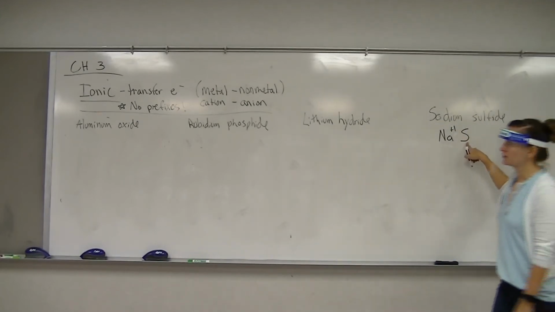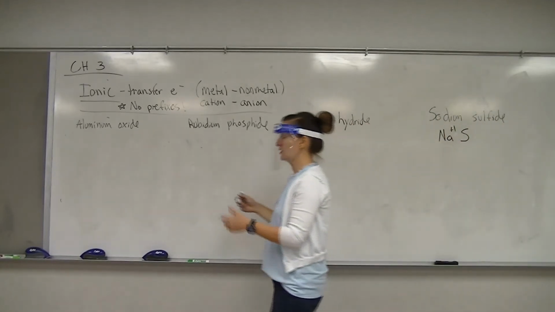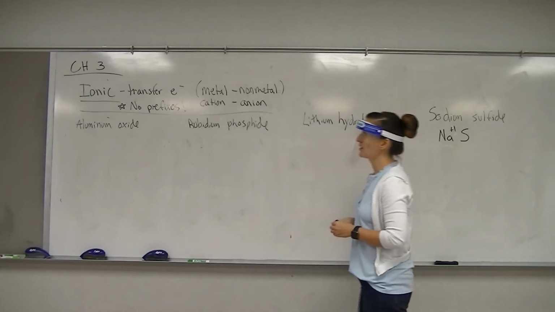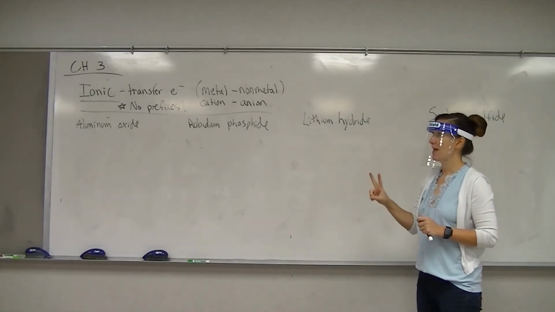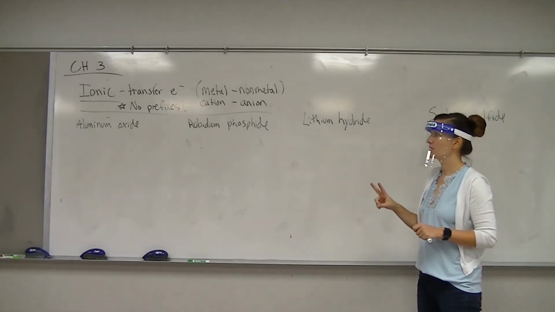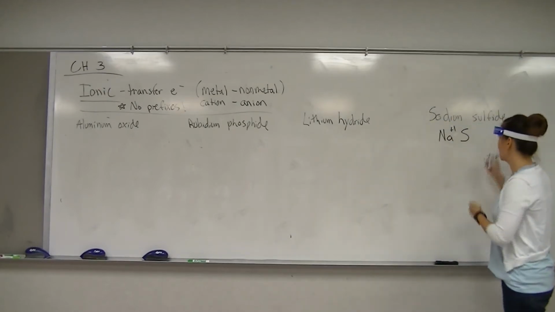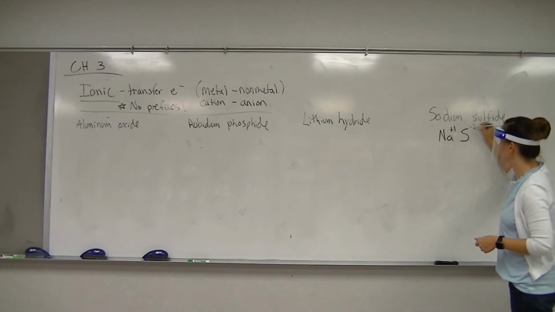So for sulfur, sulfur is going to have a negative charge. Looking at sulfur, it's in group 16, right under oxygen. They are 2 away from having a full octet. So oxygen, sulfur, selenium, they have 6 valence electrons. They want 8, so they gain 2 electrons, making them a -2.